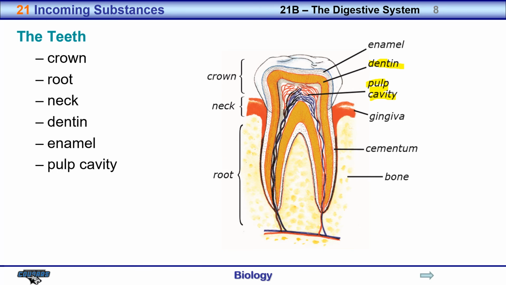If you have a cavity that eats down in through the enamel into the dentin and it starts becoming painful, it's because it's gotten to the place where the nerves are at.